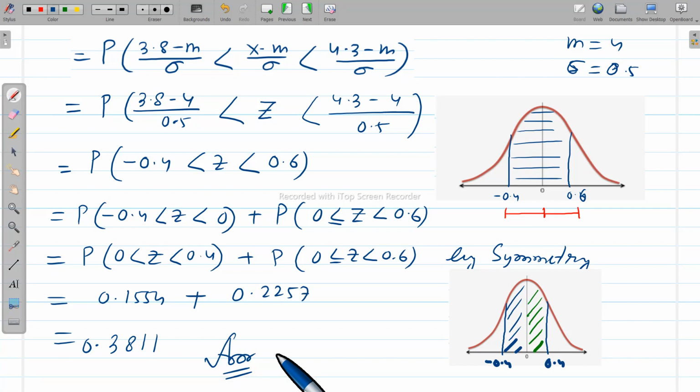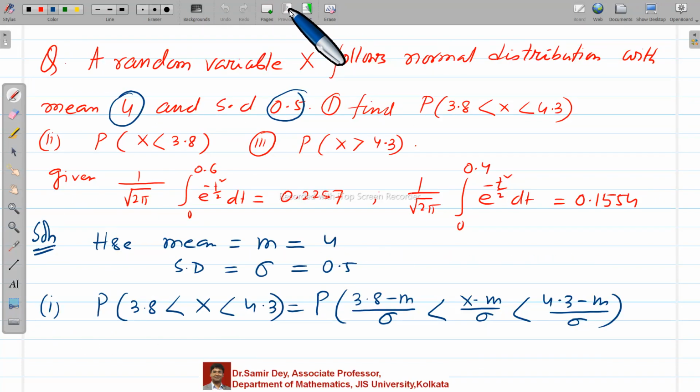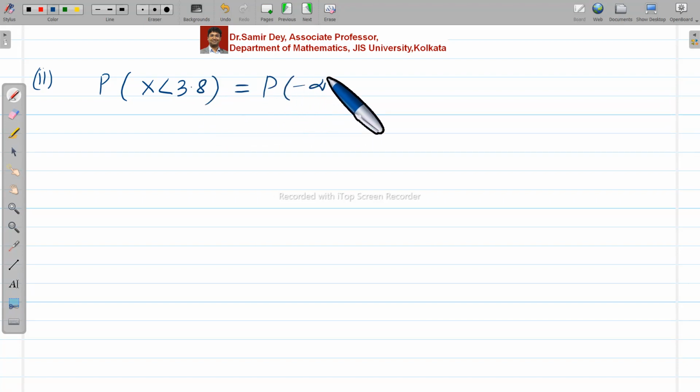Okay. Now come to the next question. What is your next question? Question number 2. So this is your second question: probability X less than 3.8. Let's see. Same process, probability X less than 3.8. Then what you do? You have to write upper limit, lower limit wise. So from here you may write minus infinity less than X less than 3.8. Same process. You have to rewrite this.